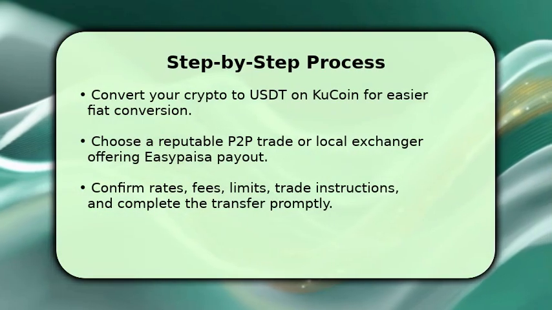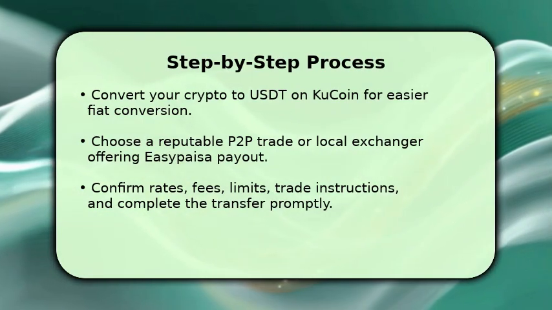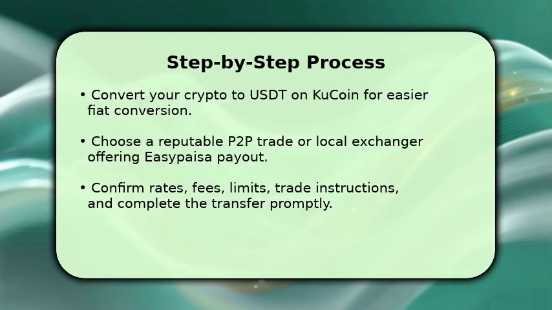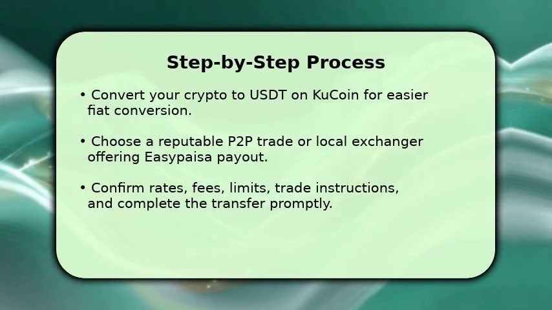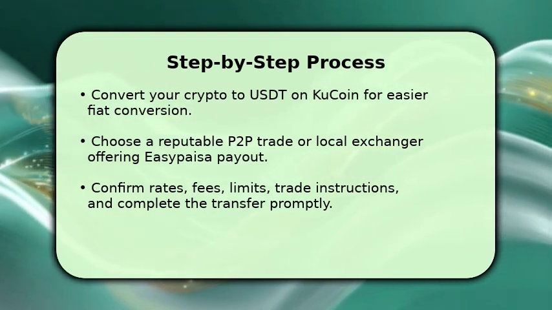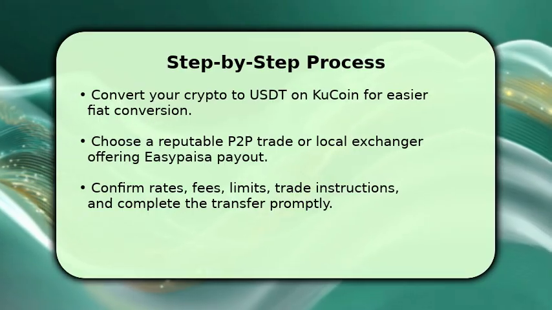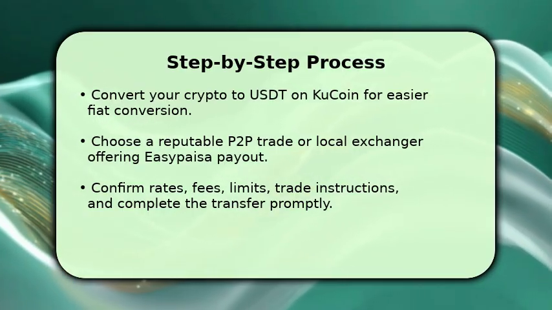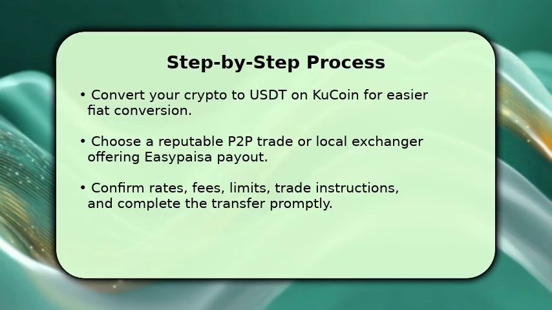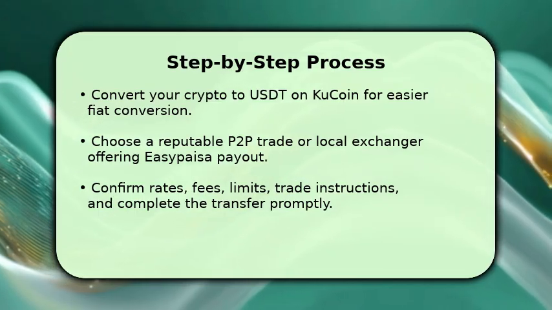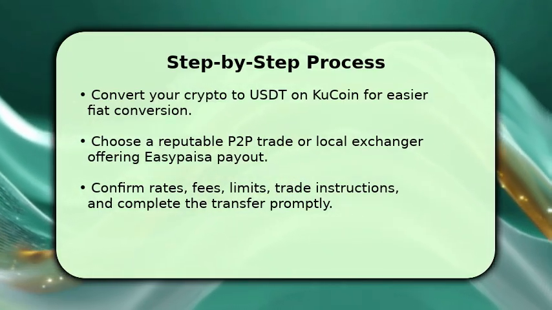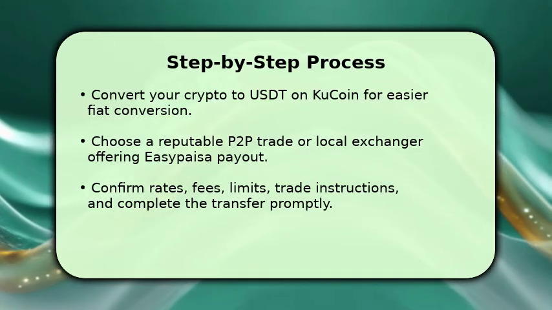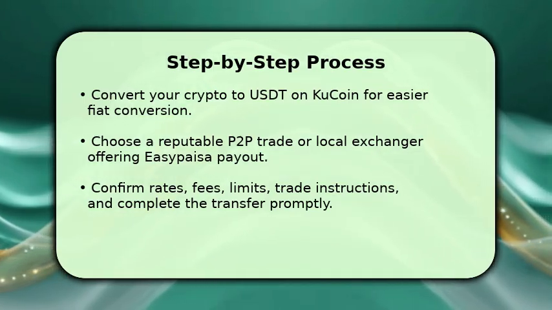Start by selling or trading your crypto for USD on Kucoin and confirm the available withdrawal options. Next, initiate a P2P or exchanger trade specifying Easypaisa payout and enter your exact mobile number and name. Send the USD to the buyer or exchanger wallet as instructed, wait for confirmation, and then receive PKR into Easypaisa. Always keep chat records and screenshots until funds reflect to handle disputes quickly if needed.